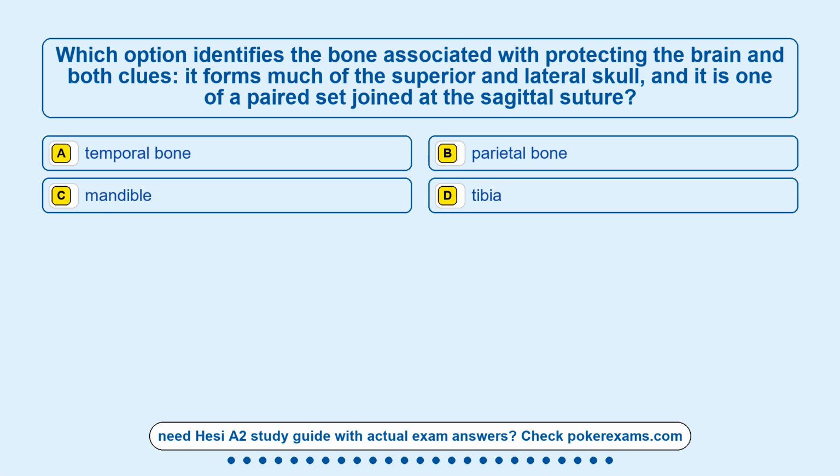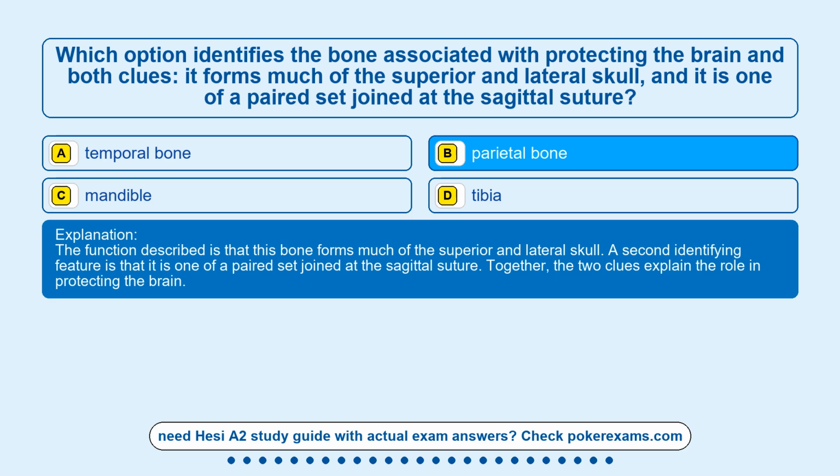Question 14. Which option identifies the bone associated with protecting the brain in both clues? It forms much of the superior and lateral skull, and it is one of a paired set joined at the sagittal suture. Option A, temporal bone. Option B, parietal bone. Option C, mandible. Option D, tibia. The correct answer is option B, parietal bone.